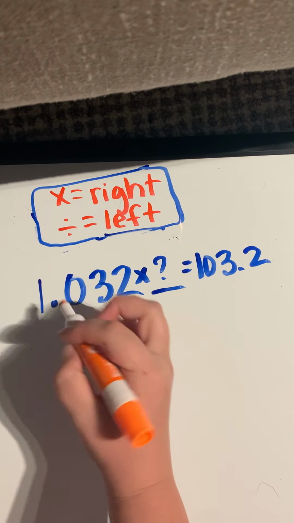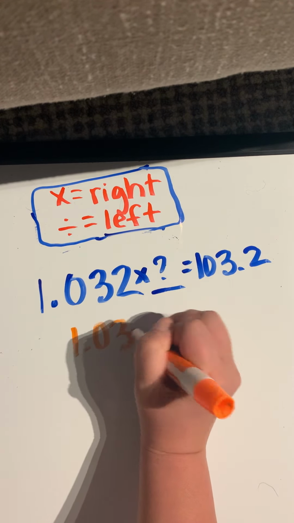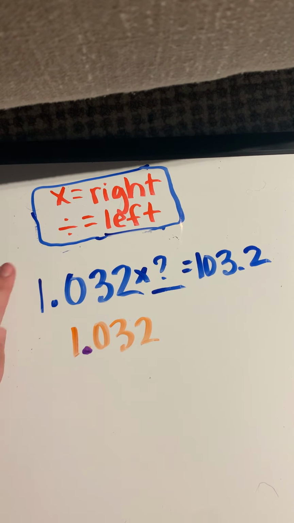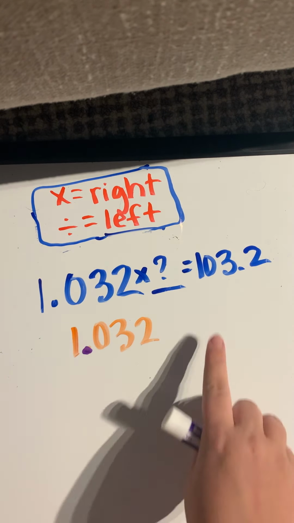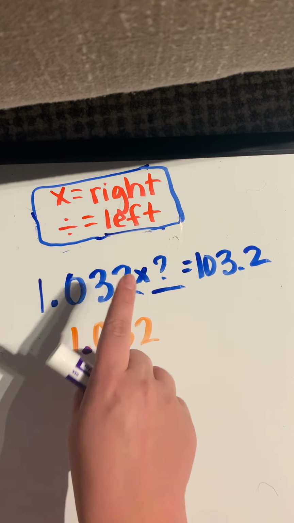Okay, if I have 1.032 and I'm trying to make it become this, I'm going to go ahead and get a marker where I can see my decimal very clearly. This is where it is, right guys? From right here. Now I need to make it look like this, and I know that I'm moving right because I'm multiplying.